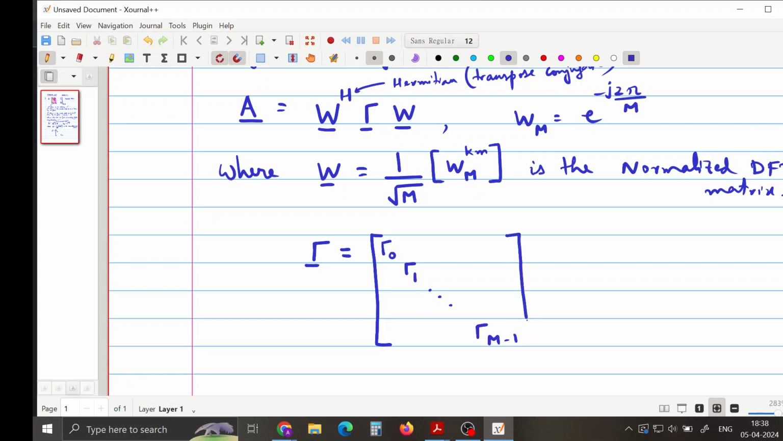So all these three matrices, W, gamma, and W Hermitian, all are m cross m matrices. So this is how it looks, and you can think like the rest of all the entries are zero. Okay, so I am not putting any entry. That means that those entries are automatically zero. Okay, so gamma is a diagonal matrix.